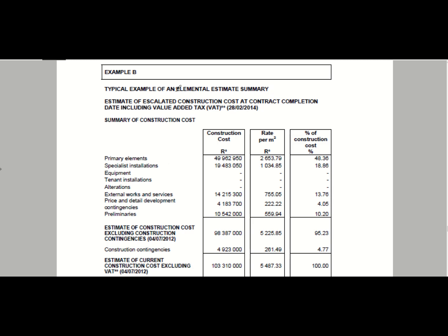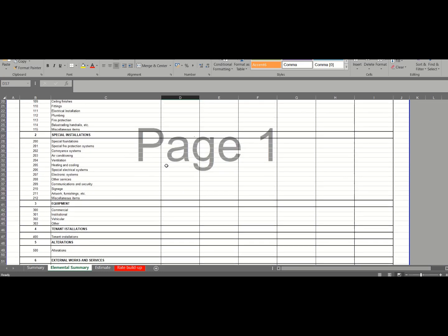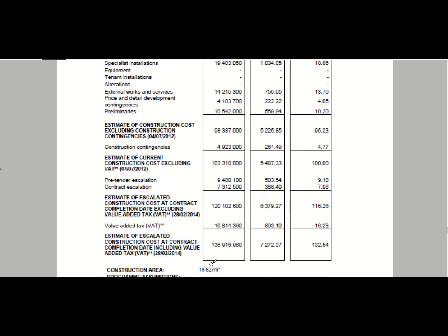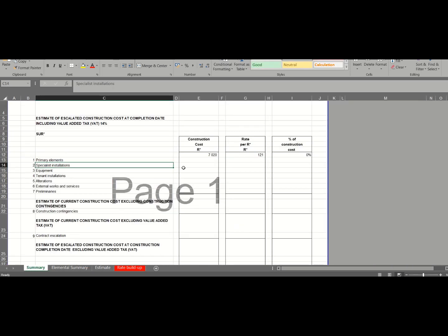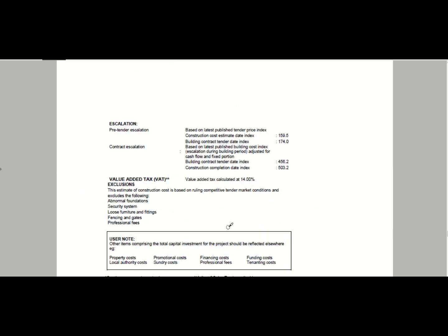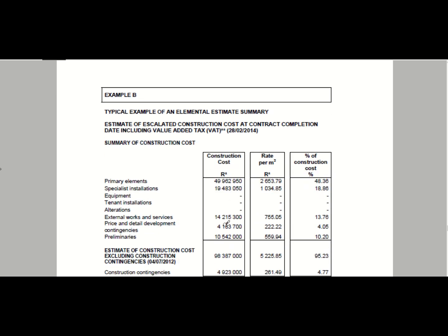Example B, example of your elemental estimate summary, just to give you. Okay, so we're working backwards in the example. So this is your component level. Your elemental summary is here. So this is how that layout looks. Primary items, etc. And then here's your total summary of all of your elements given. Okay, so that is that. So you've got your examples like that, but in the template you will see how everything is set out.